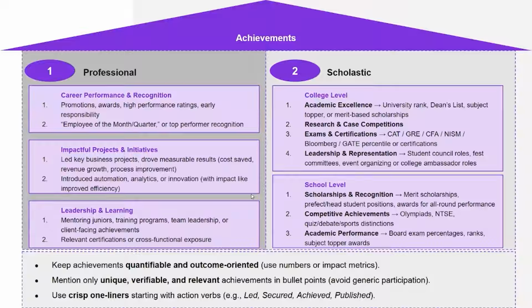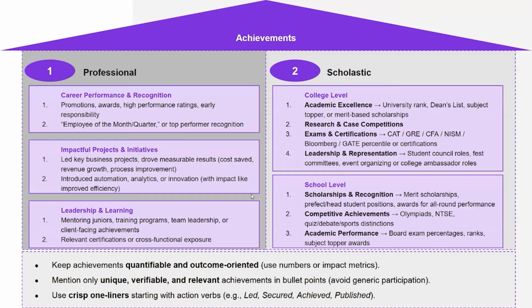So keep it quantifiable, outcome oriented, unique, verifiable, and relevant achievements. You should try to put it in bullet points. Although, as far as the interface goes, you might not be able to do that. That is again not your problem. It's the interface problem. You should obviously try and avoid generic participation that you might have had.